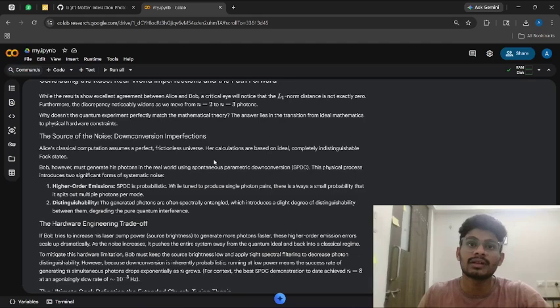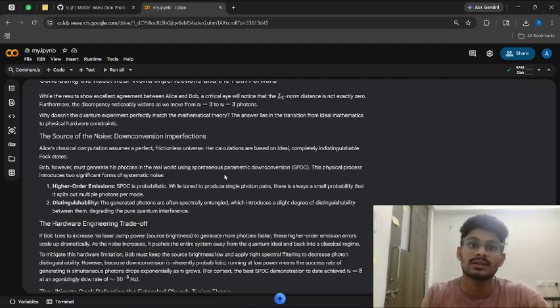The answer is that Alice is calculating in an ideal mathematical world, while Bob is working with real hardware. Alice assumes perfectly indistinguishable Fock state inputs. Bob, however, generates photons using spontaneous parametric down conversion, or SPDC, and SPDC is probabilistic, not ideal. This introduces two major sources of noise. The first is higher order emission. Even if the source is tuned to produce single pairs, there is always some probability that it produces extra photons. Those extra photons contaminate the intended input state.